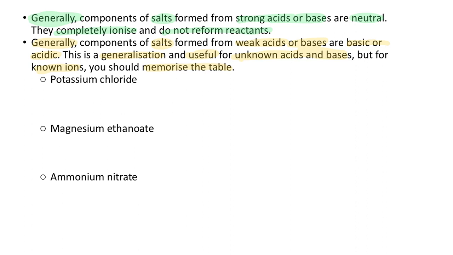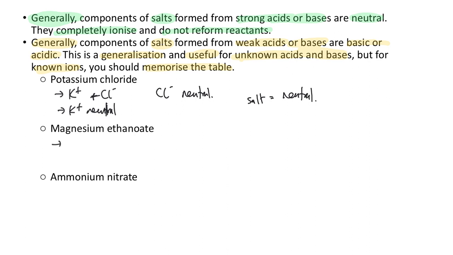So let's go through some examples. Potassium chloride. What you should first do is identify the two ions, potassium and chloride. Then you should identify that the potassium is neutral, and so is the chloride. If they're both neutral, then the salt is neutral. Nice and easy.